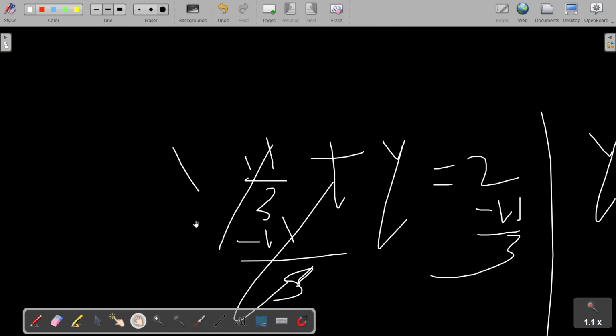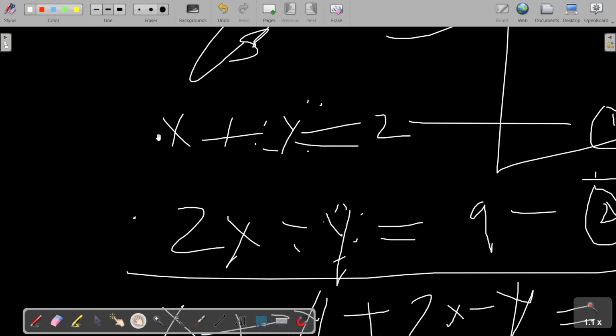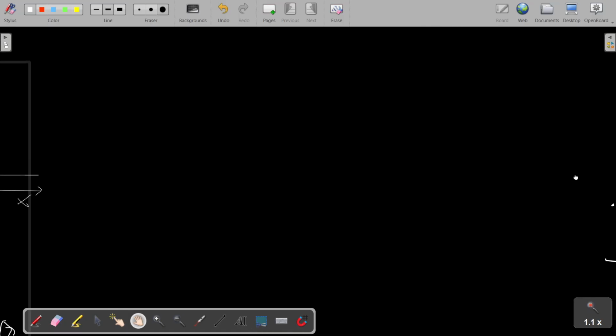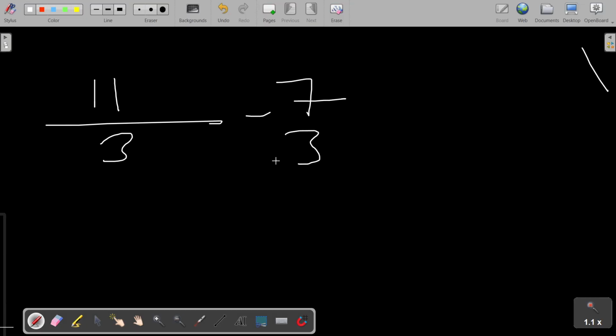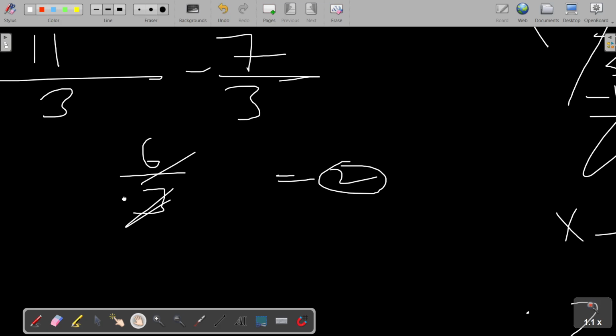To check whether our solutions are true or not, let's put the x value and y value in equation number 1 to get 2. If we get 2, then our solutions are correct. So x is 11 over 3 and y is negative 7 over 3. So 11 minus 7 is 6. 6 divided by 3 is 2. So yeah, this particular solution is true.